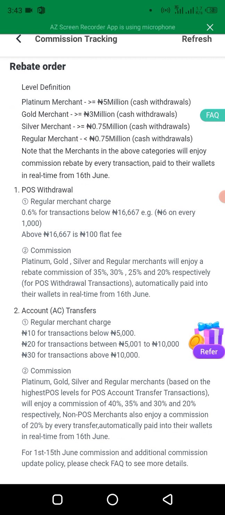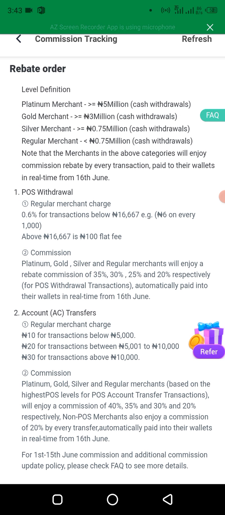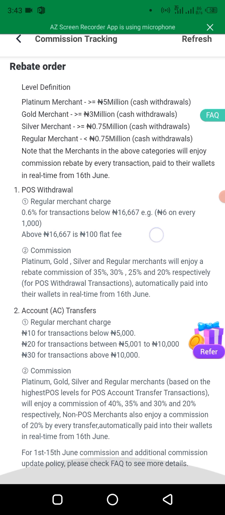So what Opay is doing now is their charge is 0.6% for withdrawal. That is any withdrawal below 16,667 naira. I don't know how they came up with this figure, but that's the way they do their charges now. So any withdrawal below 16,667 naira will be charged as 6 naira per 1,000. If you withdraw 1,000, they will charge you 6 naira. If you withdraw 2,000, they will charge you 12 naira. If you withdraw 3,000, that's 18 naira. 4,000, 24 naira. That's how they charge it until you get to 16,667 naira. I hope that's clear.